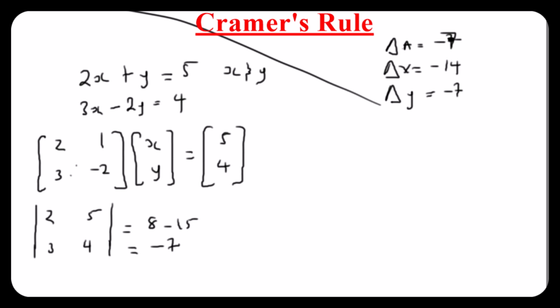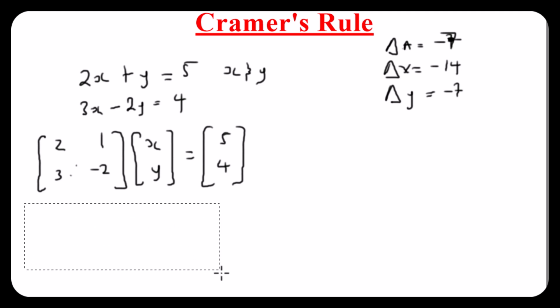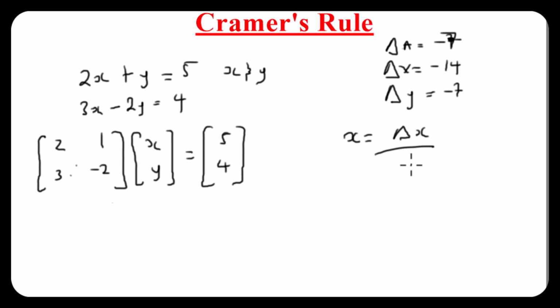So after getting all these values, you can now find the value of x and find the value of y. So how do we find the value of x? x will simply be equal to delta x, or determinant of x rather, over the determinant of the original matrix. y will be equal to determinant of y over the determinant of the original matrix.